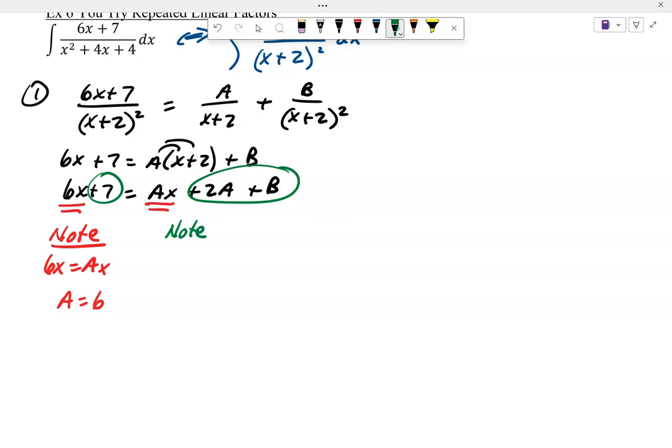But we also know, note, we already know A is 6. So when we have the constant equal to the 2A plus B, right? 2A plus B, we don't have any x's involved there, right? So the 7 is equal to that constant, or 2A plus B has got to equal to that constant 7. But we got to know that A is 6 to find that B, right? So 7 equals 12 plus B, subtract 12 on both sides, negative 5 equals our B.